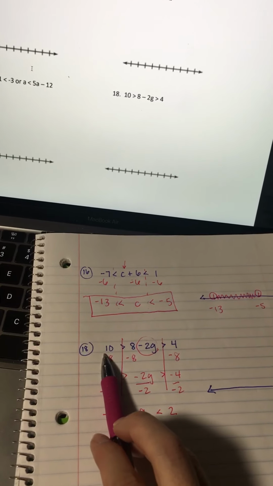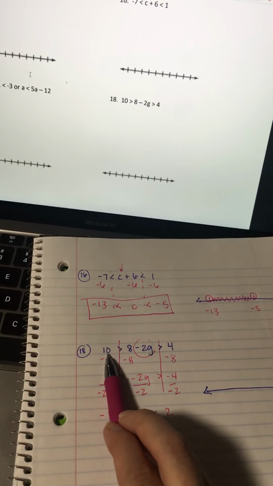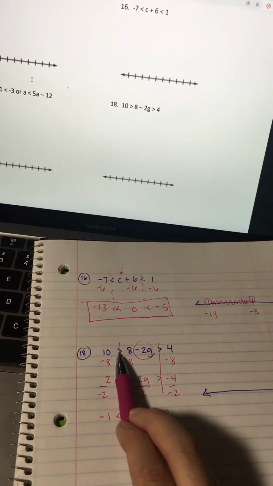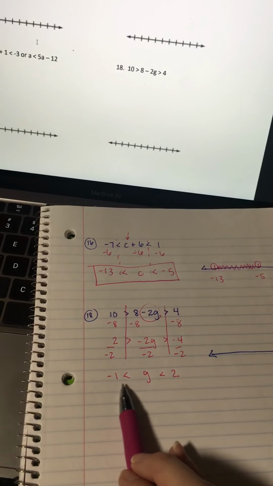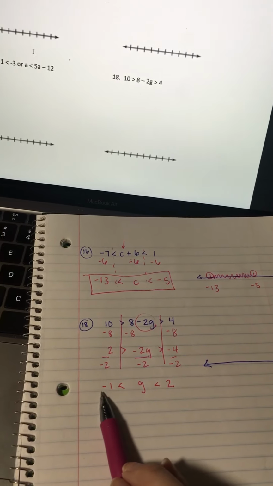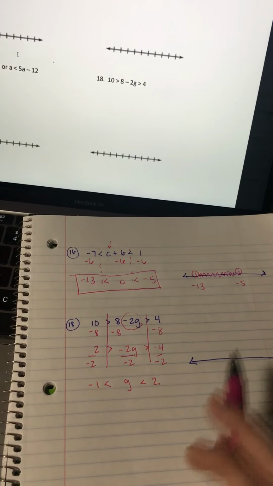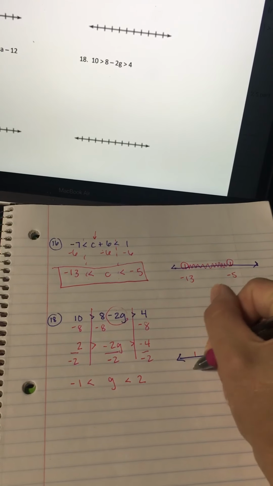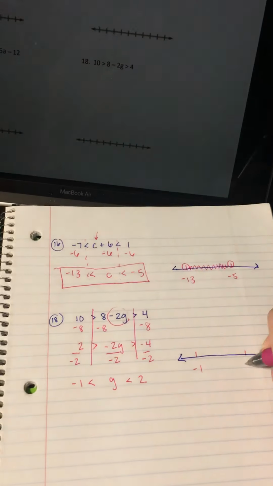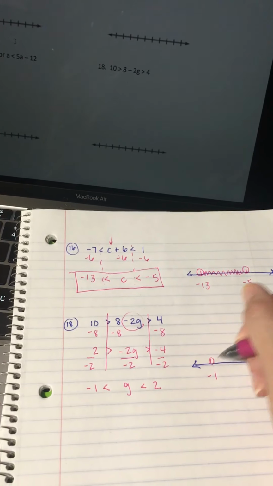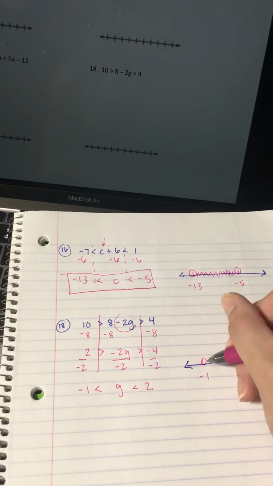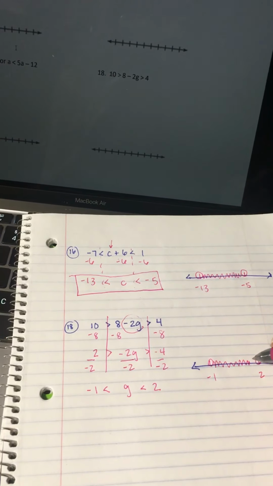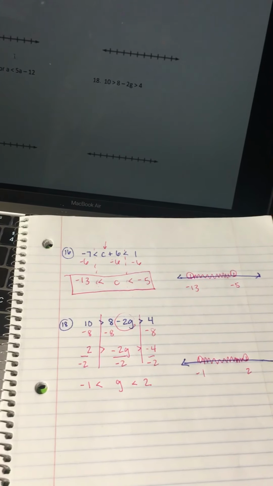You'll notice up here these went from greatest to least order. 10 is greater than 4, and that's why they were greater signs. But down here, we're going from least to greatest. Negative 1 is less than 2. That's why they're less than signs. We also just knew to flip the sign because we divided by a negative. And then once again, we're shading in the middle because the variable is in the middle.